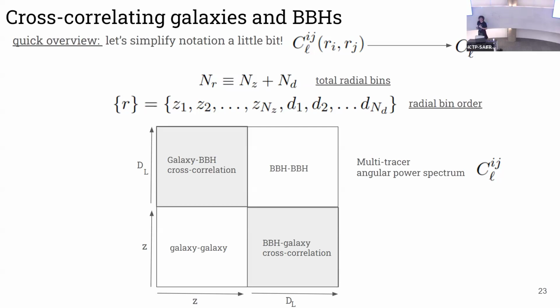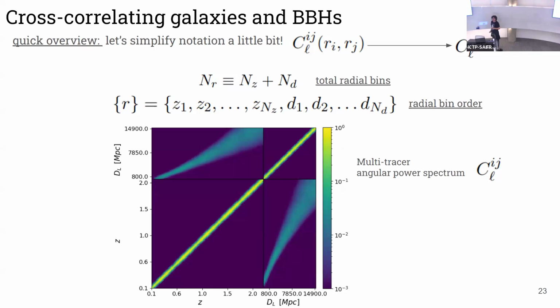So our multi-tracer angular power spectrum would be given by this cube right here, where you have galaxy autocorrelations. Then you have BBH galaxy cross correlations and BBH autocorrelations. Of course, what we are most interested in is the information in these cross correlations. So that's what we use to constrain cosmology. This is an idealized version of what this matrix would look like. Here you have the autocorrelations, and here you have the cross correlations, which will mimic a Hubble diagram.